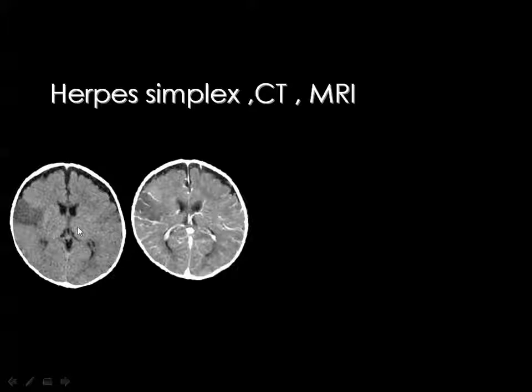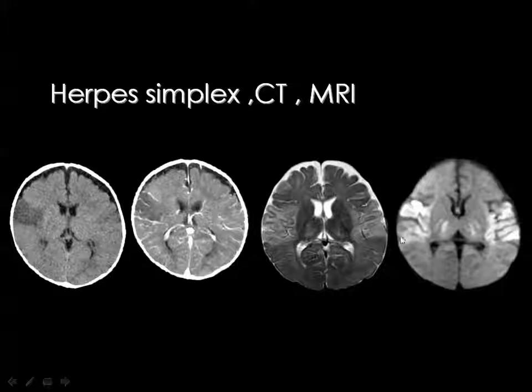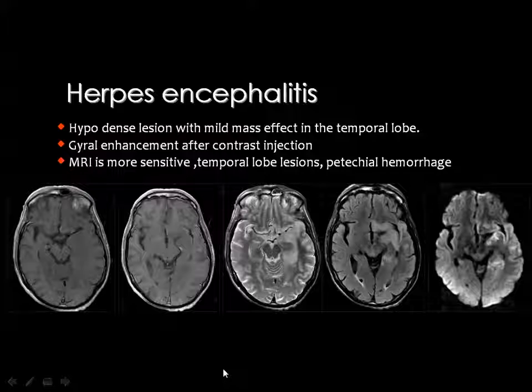And this is the pre-contrast and post-contrast CT brain scan of a patient with encephalitis, and you can see a hypodense cortical and subcortical area with minimal gyral pattern of enhancement. But the MR images, especially the diffusion weighted image, showed restricted diffusion, and it clearly demonstrated another lesion in the left lobe, which is hardly seen here in the CT scan.